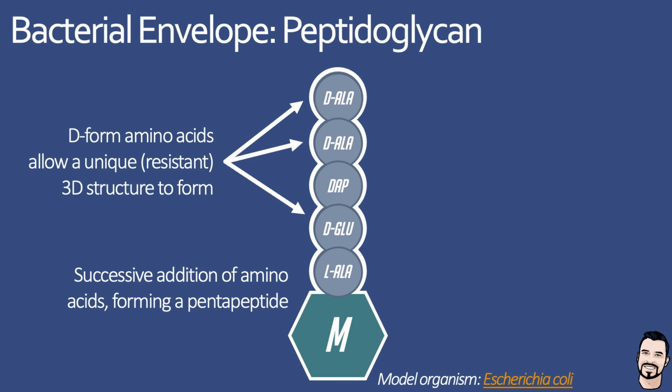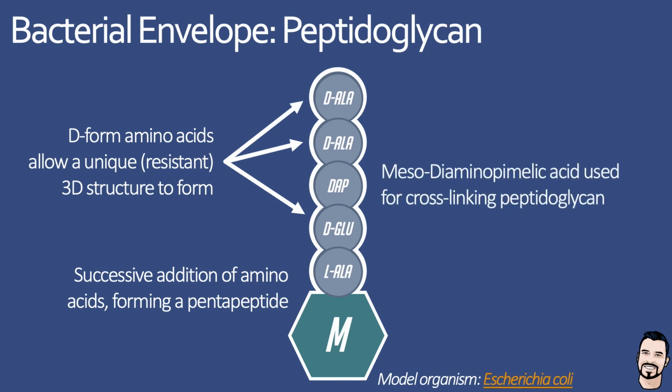In addition to this, we have the presence of mesodiaminopimelic acid, which is probably an amino acid you haven't heard of before, mainly because it's not found in humans. Now, what makes this even more interesting is that it has free amide and carboxyl groups, which can act as reactive sites, and again, more on this in a minute.